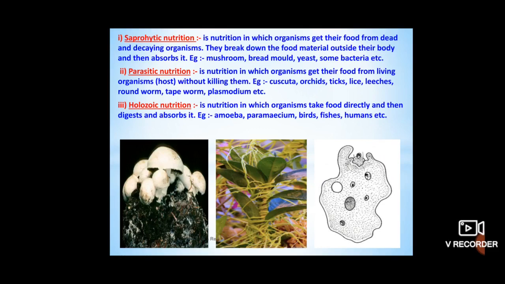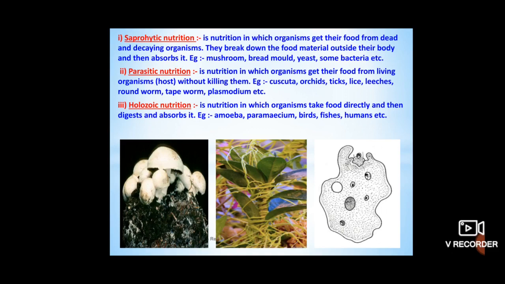See children, the saprophytic mode of nutrition is a kind of nutrition in which organisms get their food from dead and decaying organisms. The best examples for the saprophytic mode of nutrition are mushroom, bread mold, yeast, and some bacteria, children. So saprophytic is nothing but these kinds of organisms.